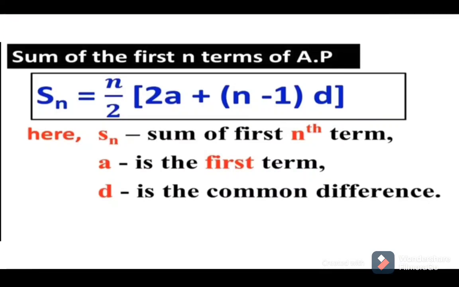Here Sn means the sum of the first n terms, a stands for the first term, or you can call it T1 also, and d is the common difference. There is one more formula to find the sum, that is Sn = n/2 (T1 + Tn). But this formula is applicable only when you know the first and the last term of the given AP. Okay, let's move forward.